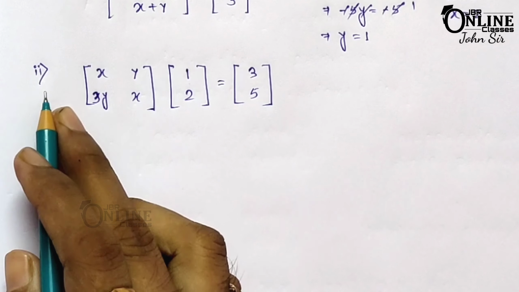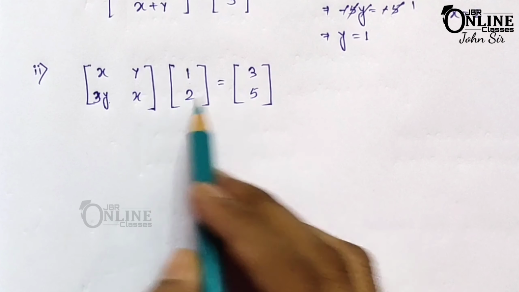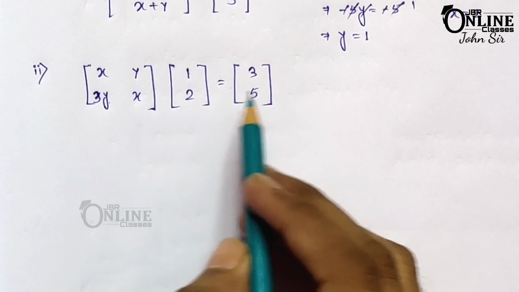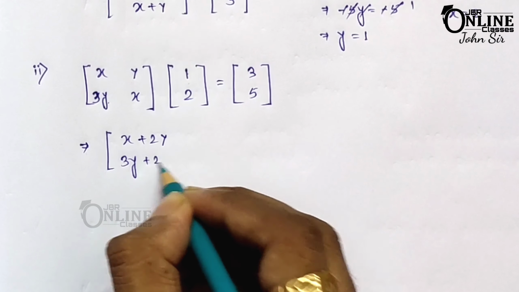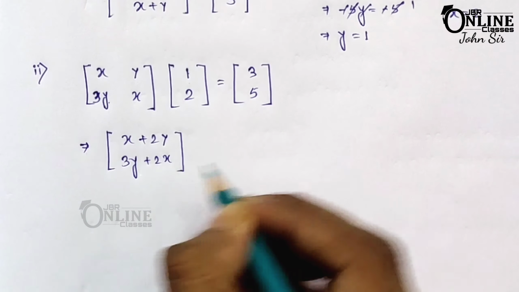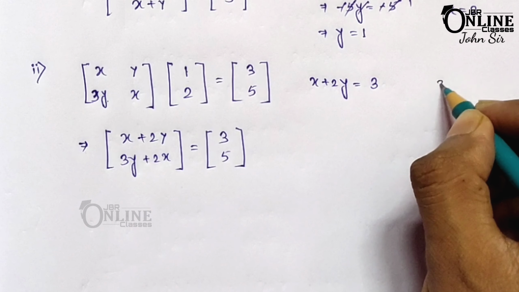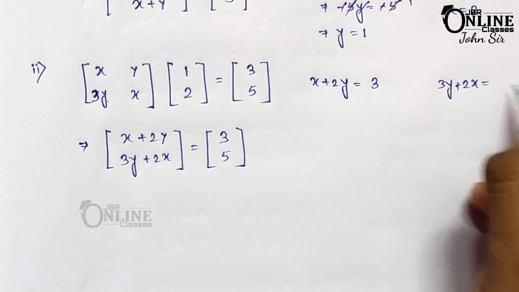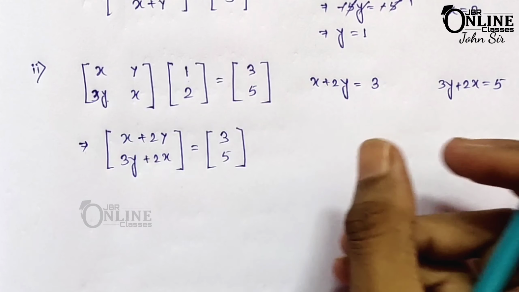Now next one, sum number 21(2). Here given xy 3yx multiplied with 1 2 and that equals 3 5. So whenever you multiply these two matrices, you will get here x plus 2y and here 3y plus 2x, that equals 3, 5. Okay, so now by comparing both sides, x plus 2y equals 3 and here 3y plus 2x equals 5. Okay, so now if you eliminate x, you have to multiply this equation with 2.